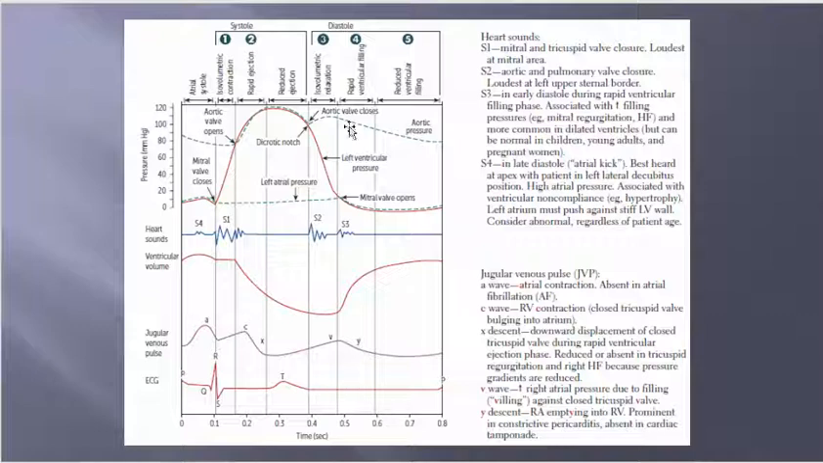And then when you have a Y descent, emptying of the right atrium into the right ventricle, prominent in constrictive pericarditis and absent in cardiac tamponade. Again, tamponade being the fluid around the heart, very abnormal.